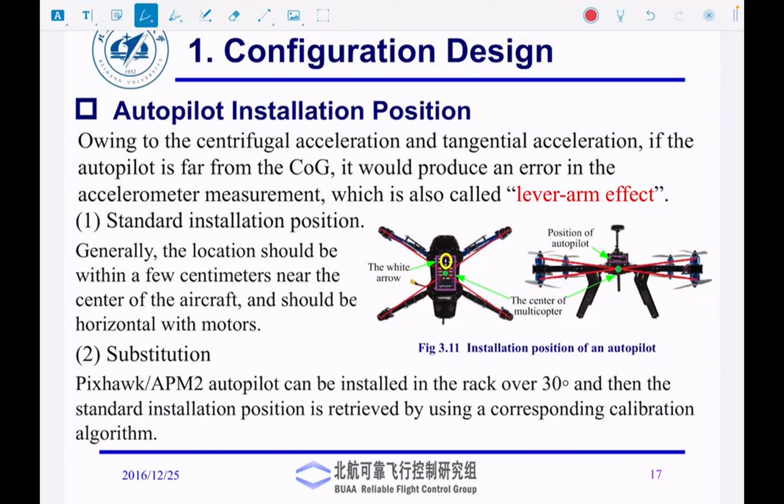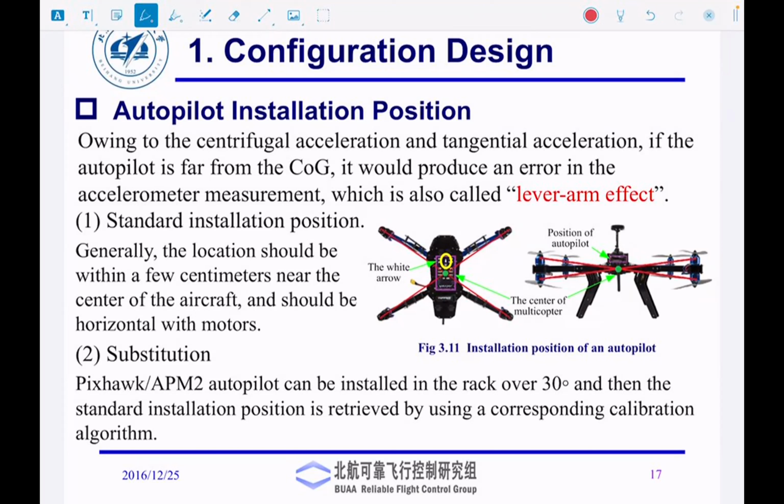You get something called the lever arm effect. What it means is, if you have this aircraft and the aircraft CG is over here, and then think about it like this, it starts spinning. So gyros would measure the same thing. Gyros are going to give you the angular rotation rate.